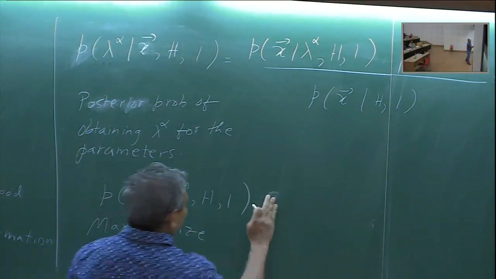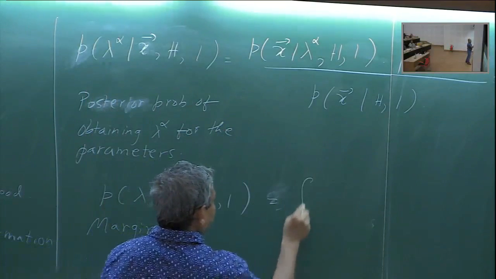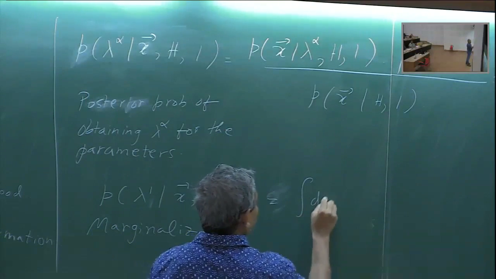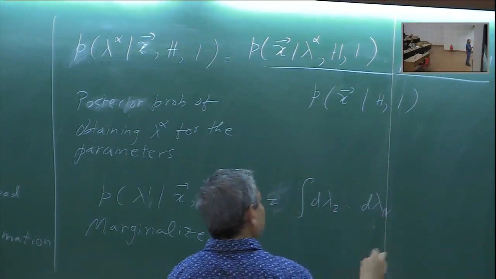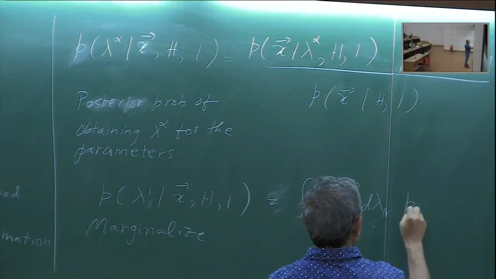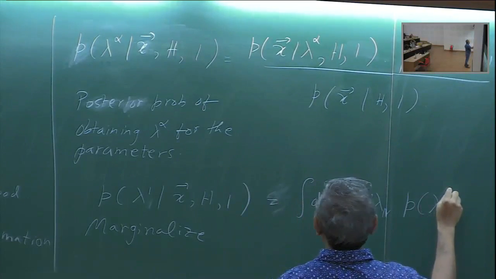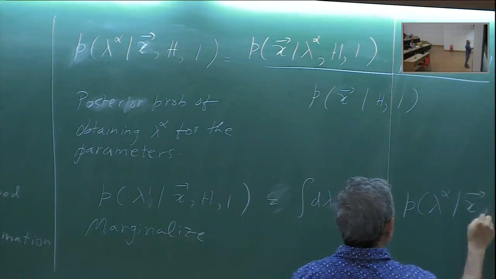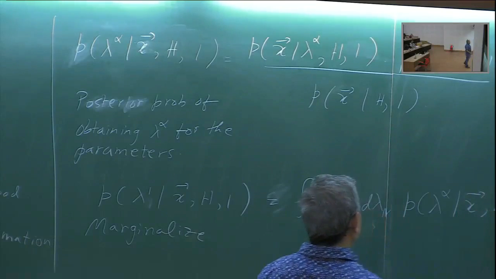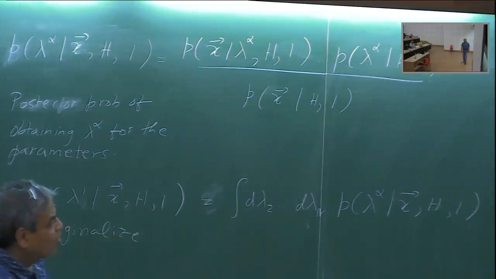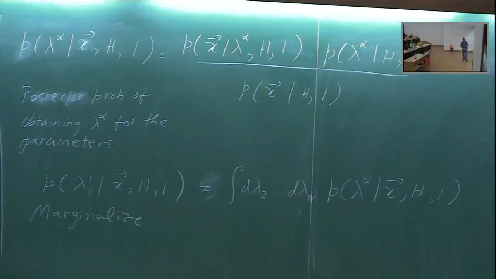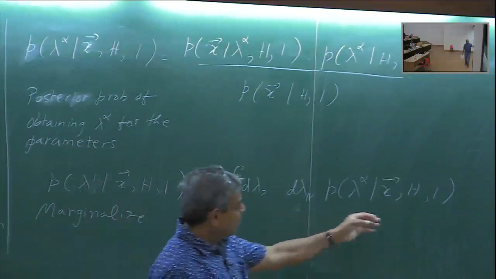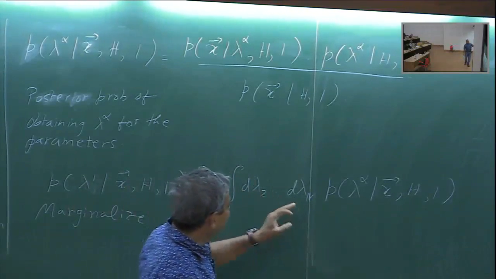So this would be given by the integral d lambda 2 all the way to d lambda n of P of lambda alpha given X, H and I, over the relevant ranges of those. So it's like, I'm not really interested in all other parameters.